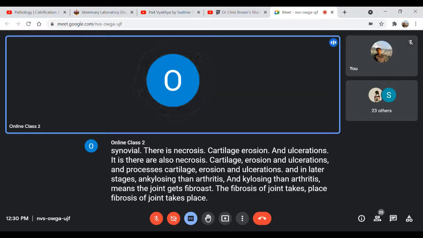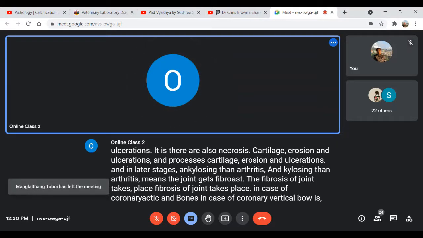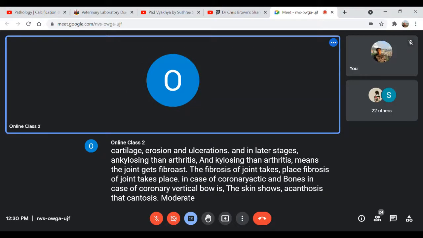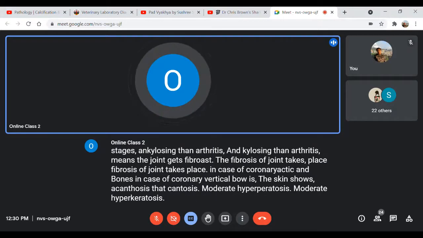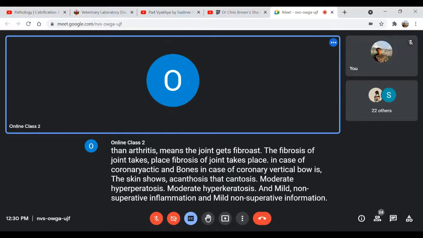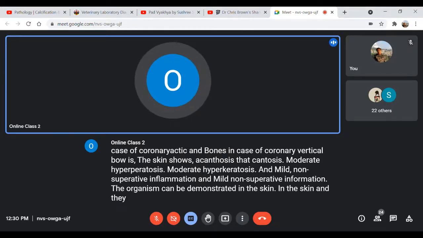In case of Corynebacterium bovis, the skin shows acanthosis, moderate hyperkeratosis, and mild non-suppurative inflammation. The organism can be demonstrated in the skin, and they appear gram-positive.